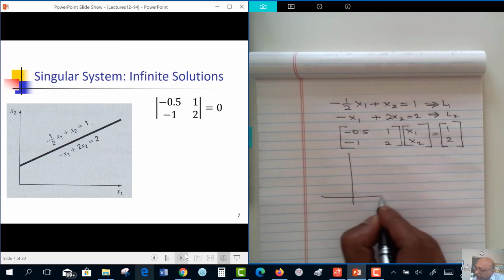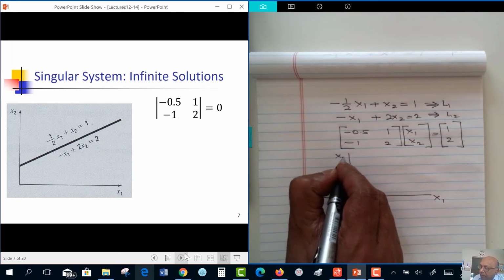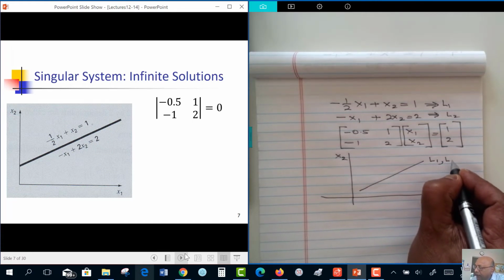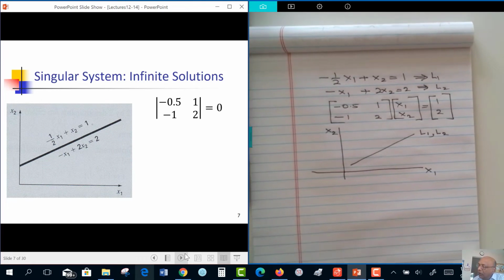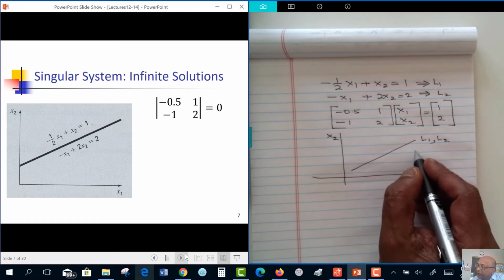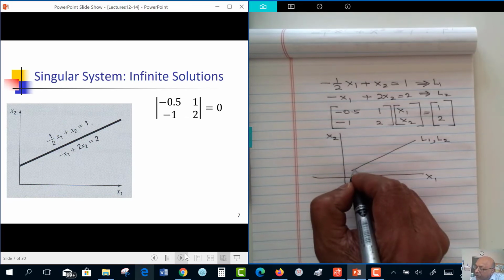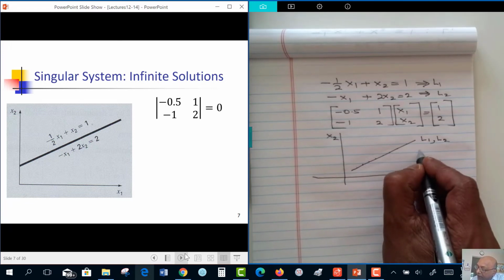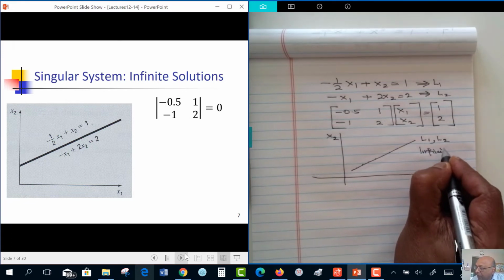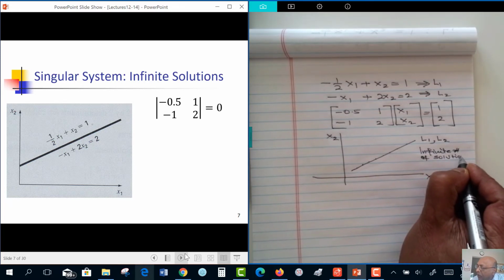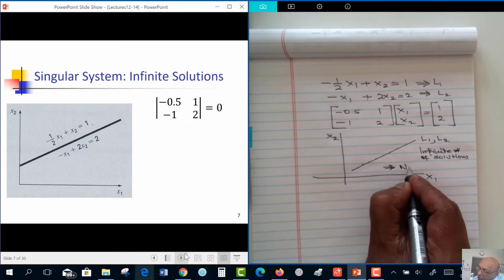Let's look at it graphically. So we plot line 1. We plot line 2. It's identical. So we have a problem now. So effectively we have only one equation, right? And now since both the lines are identical, we have infinite number of solutions. Or in other words, no unique solution.